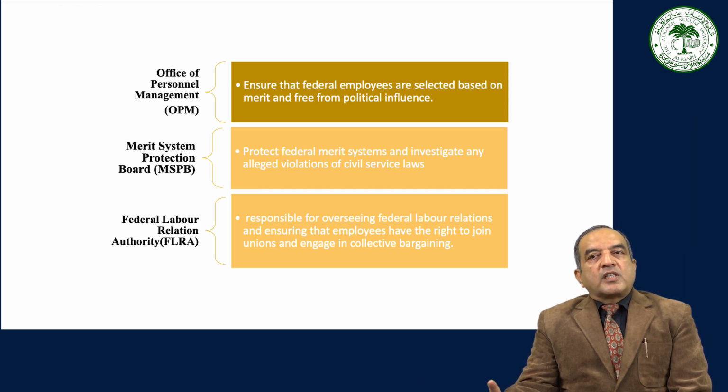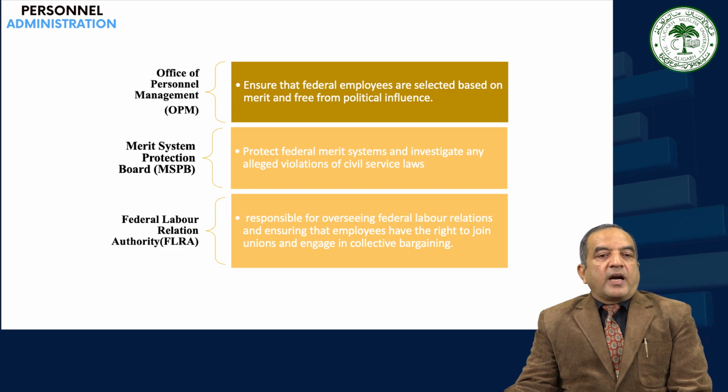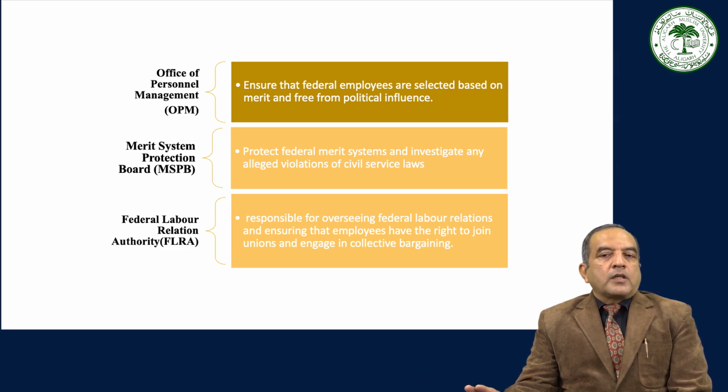Their term of office is 5 years. Here they are given the appointment for a term of 5 years. Within the FLRA, there are two more entities, namely the Office of General Counsel, OGC, and the Federal Service Impasses Panel, FSIP. So there is a Federal Labor Relations Authority, and that authority is assisted by two sub offices, which are known as OGC and FSIP.